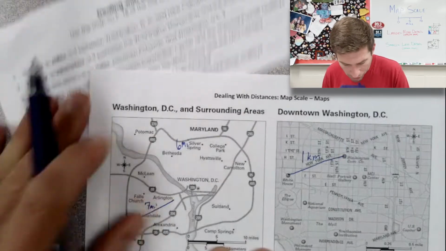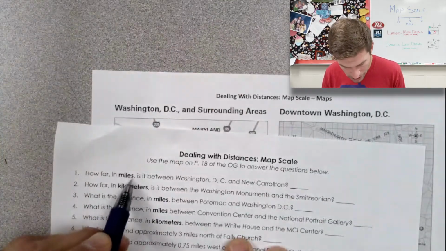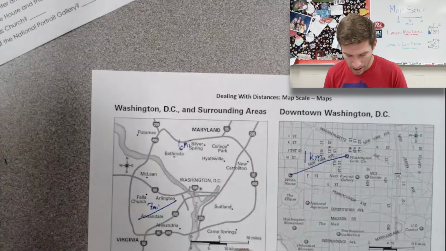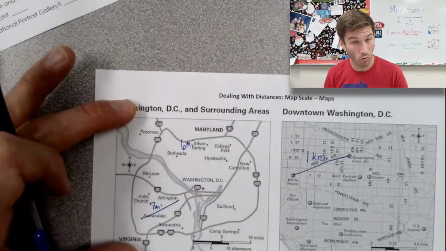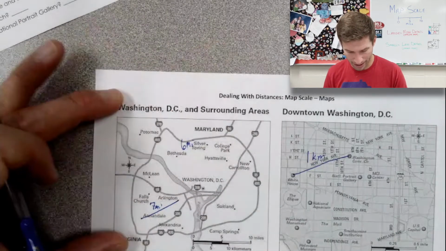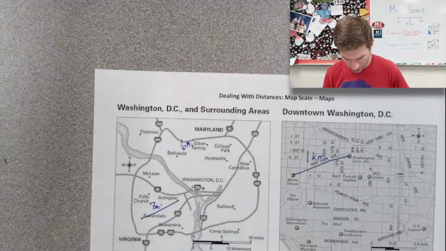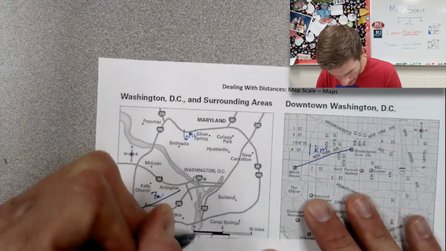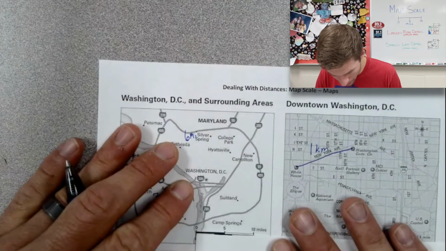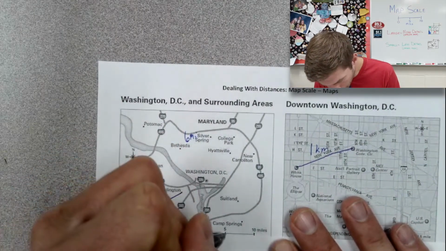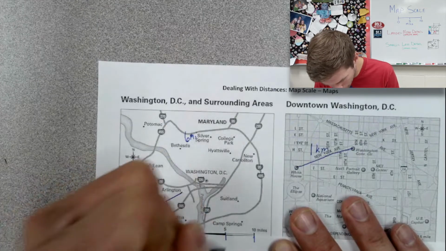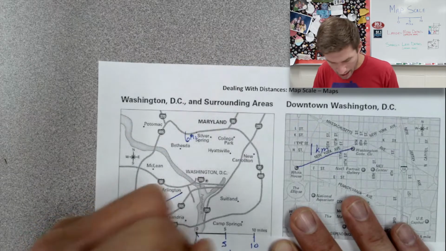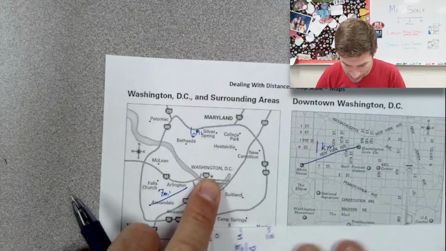Question number 1. How far in miles, and again, unit of measurement matters, how far in miles is it between Washington, D.C. and New Carrollton? So we're actually going to be using this big map here, Washington, D.C. and the surrounding areas, and we need to know Washington, D.C. to New Carrollton. So, and we need it in miles. I'm going to take my slip of paper, and I'm going to put that down, and we've got a 0, 5, 10, and I'm going to put my numbers on there, my unit of measurement, and I'm going to go from, again, Washington, D.C. to New Carrollton.